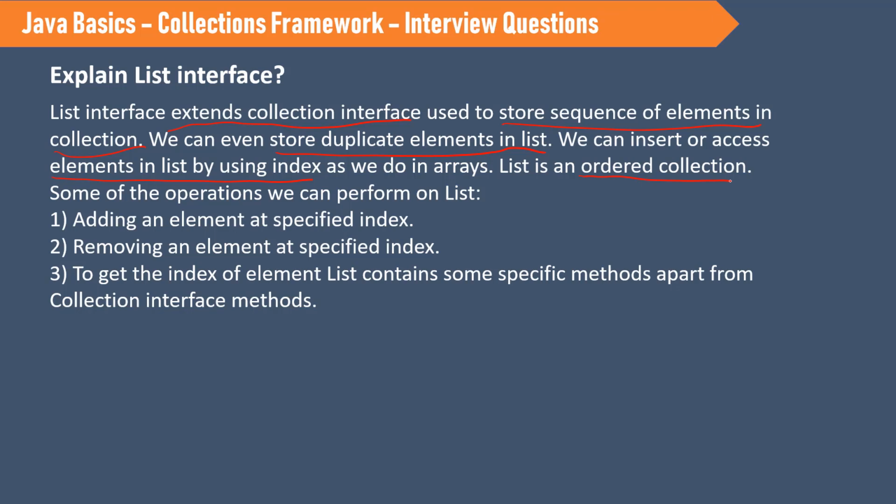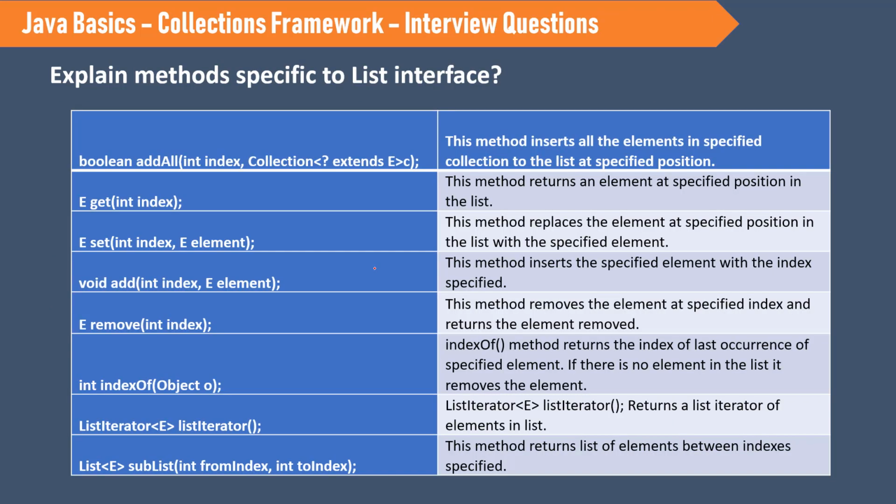Some of the operations that we can perform on the list are adding an element at a specified index, removing an element, and getting the index of an element. A list contains some specific methods apart from the Collection interface methods. We have seen all these methods in the previous videos. So you can just review that video and go through it to see what kind of methods we can use on a list. Explain the methods specific to the List interface.